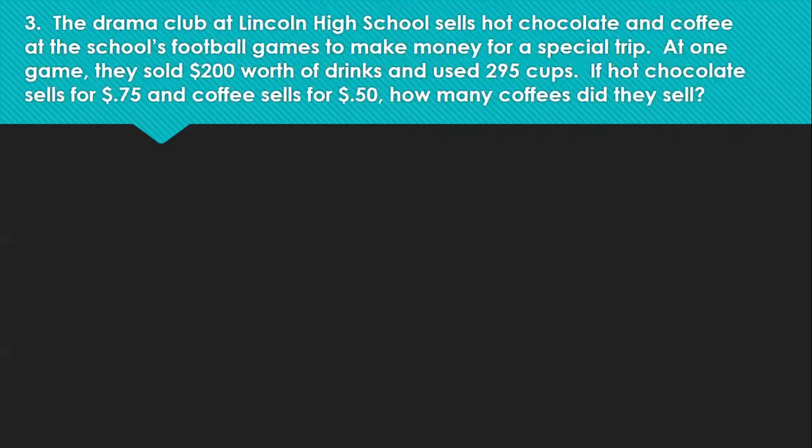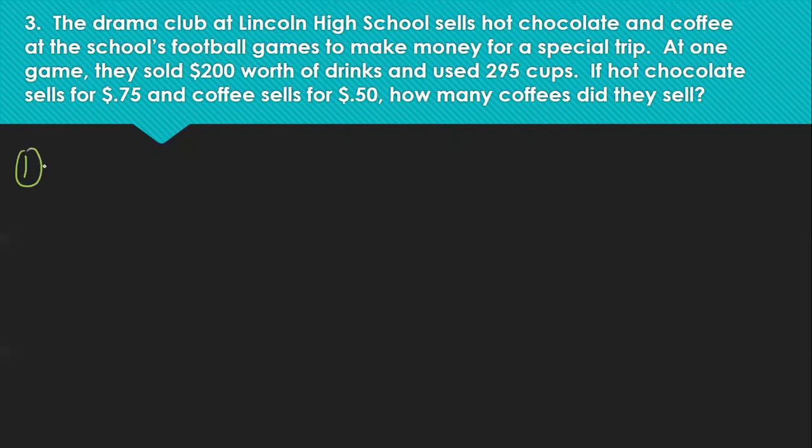Another type of word problem that you potentially have is when you are selling. So you have two types of quantities happening. You have a dollar amount and a physical amount of something, right? So in this problem, the drama club at Lincoln High School sells hot chocolate and coffee at the school's football games to make money for a special trip. At one game, they sold $200 worth of drinks and used 295 cups. If hot chocolate sells for 75 cents and coffee sells for 50 cents, how many coffees did they sell?